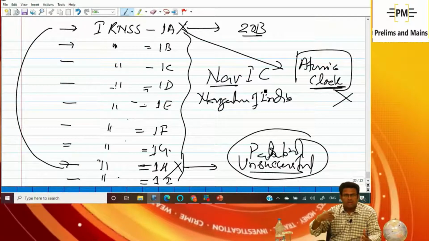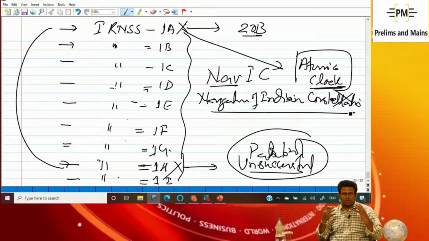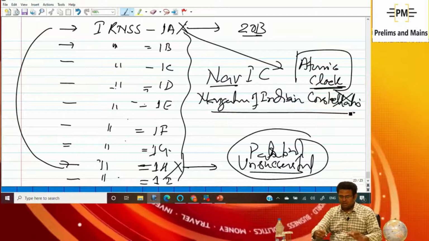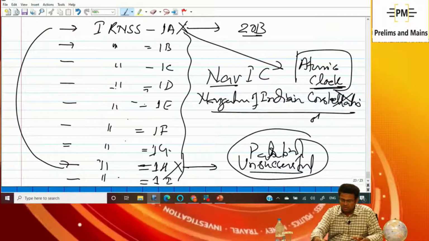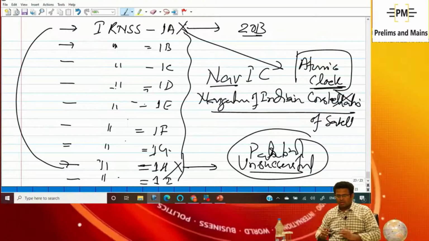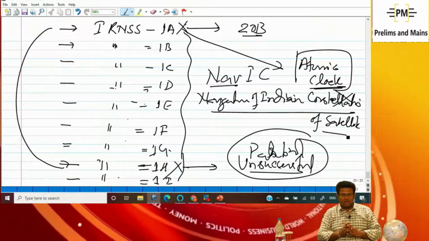Constellation means satellite constellation, a group of 7 satellites. Navigation of the Indian constellation of satellites: this is NavIC. Clear? A constellation of satellites, the 7 are there.